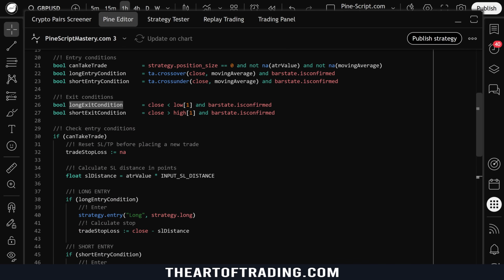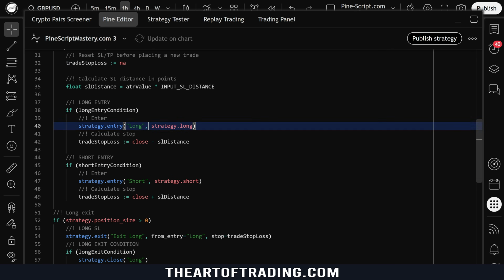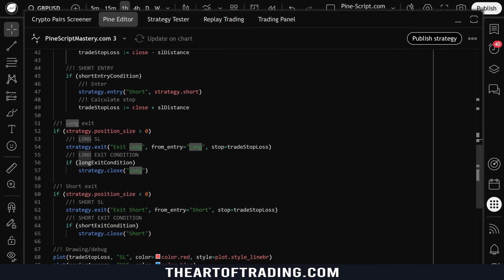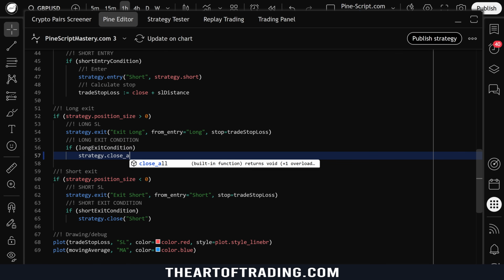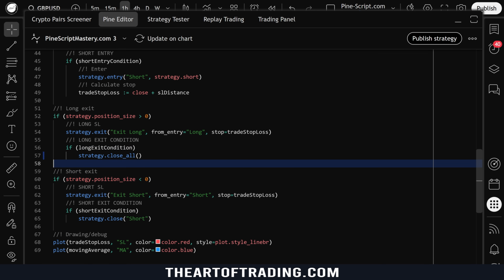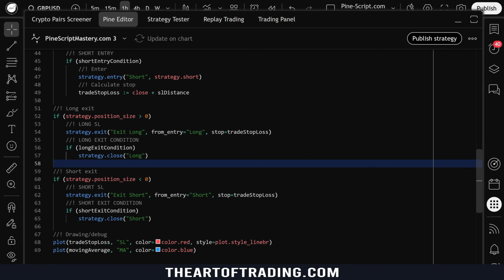If our long exit condition is met, then we close the open trade with the ID of long. So we enter long here with this ID, we close that trade here if our long exit condition is met. We could also say here, close all, and that will close all open positions. So if you're using a one in, one out approach, this is a perfectly fine alternative. Otherwise, you can explicitly say the position you want to close out here.